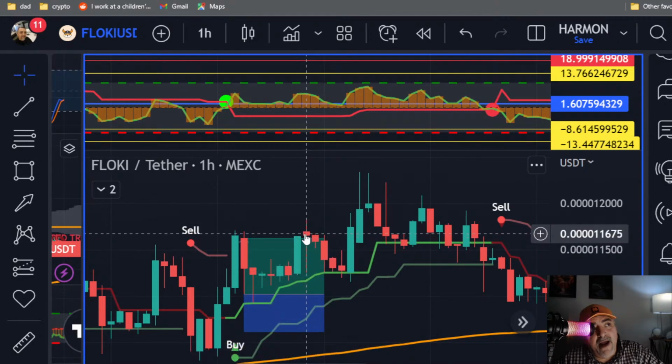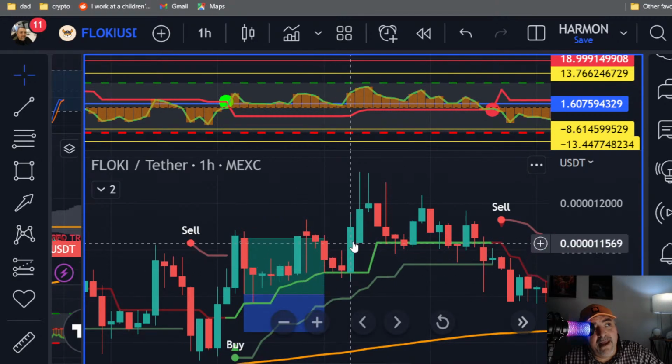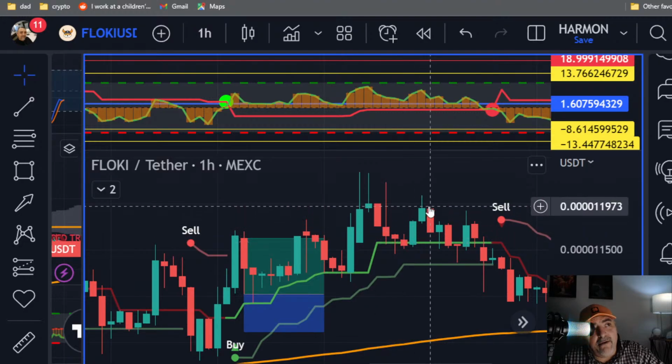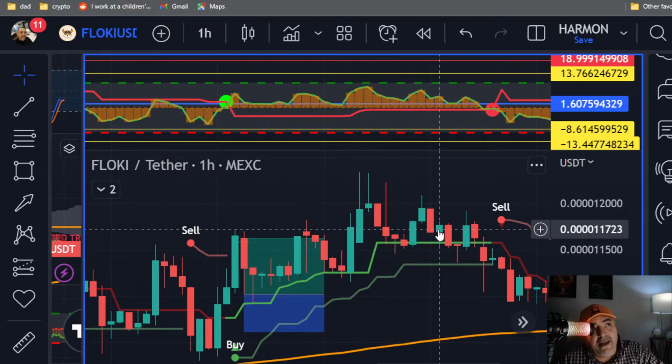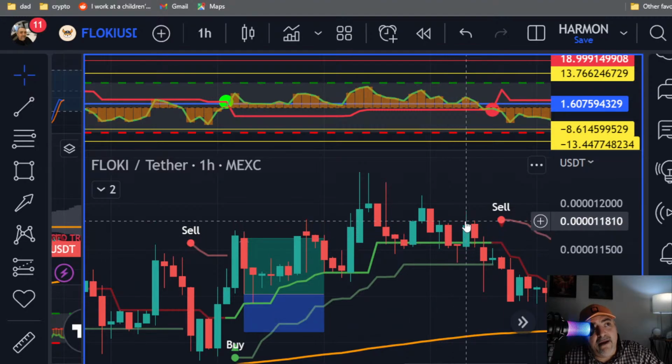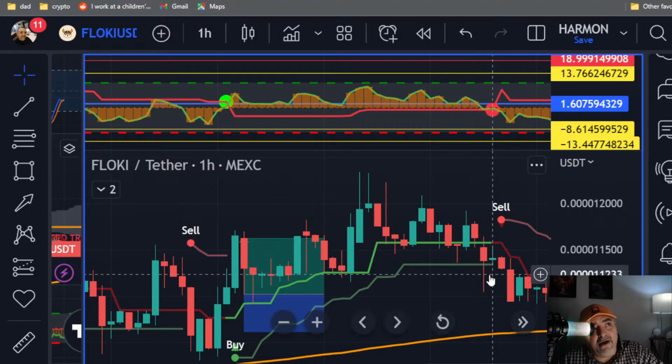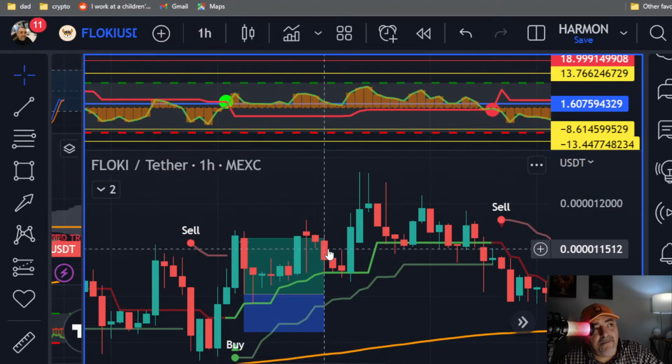So green buy, red candle sell. Green candle buy, red candle sell. Green candle buy, red candle sell, right? And then all of a sudden, what do you have? You're done. Red moon. Okay, let's go over that again.